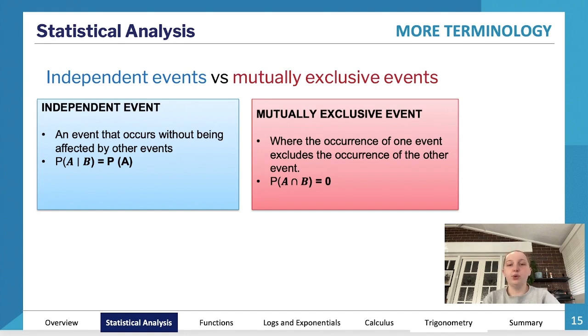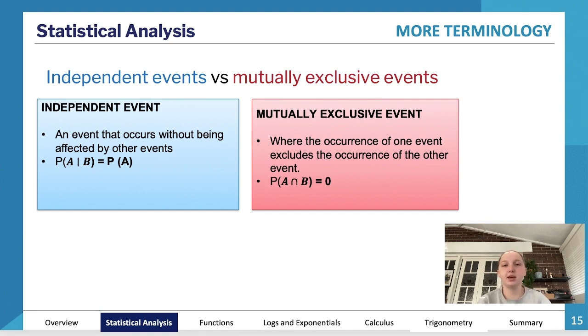Okay, so just some more terminology about statistics. So you've got two sorts of events that commonly come up in questions. We'll talk about independent events first, so this blue bit. Independent events are events that occur without being affected by anything else.